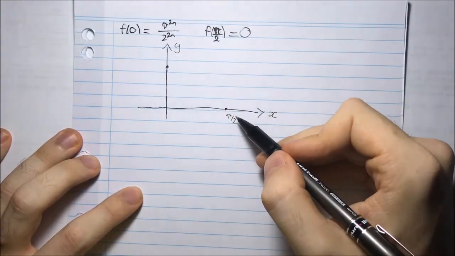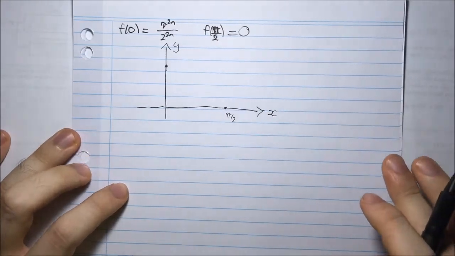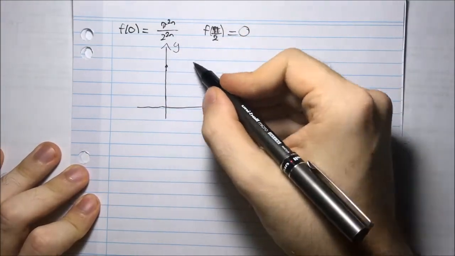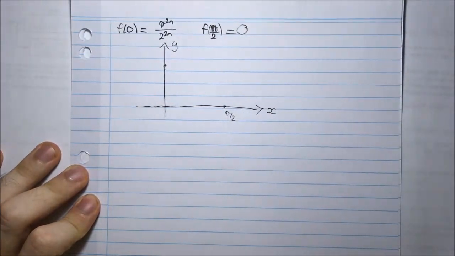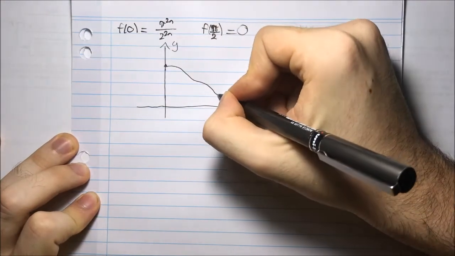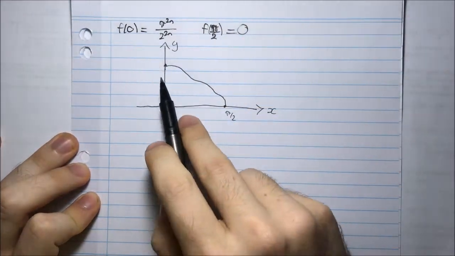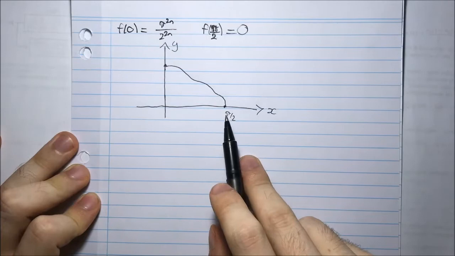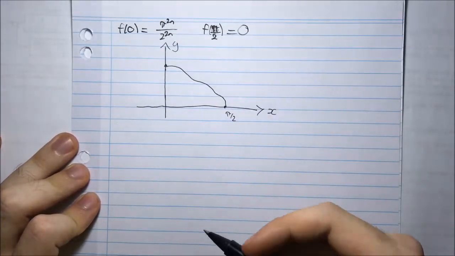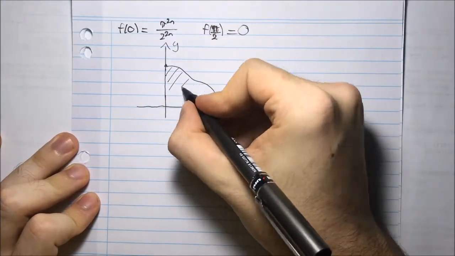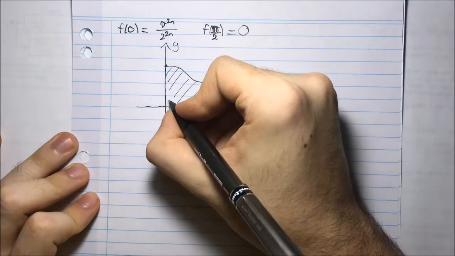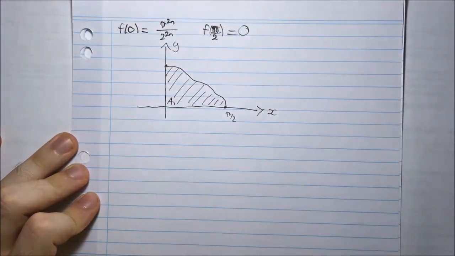Now, what the function looks like in between doesn't mean anything to me. I don't care about that at all. All I know is that it's going from here to here, in a smooth and continuous manner. That's important. It could look like this, who knows. And the area that this integral was representing is this shaded area here, and I'm going to call this area A1.